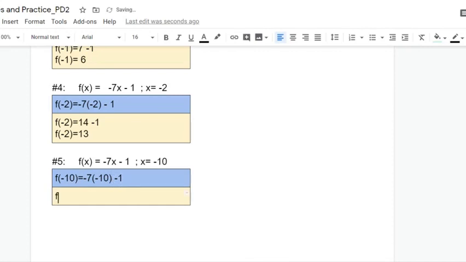I'm going to do my calculations. F of -10 equals negative times negative equals a positive. 7 times 10 equals 70. Oops, 70 minus 1. So that means f of -10, catching up with my typing because I type a little slow, is 69. And that's it.